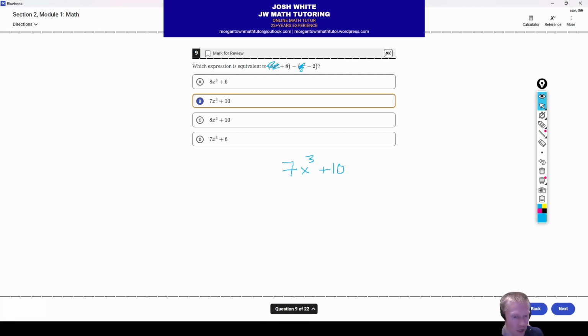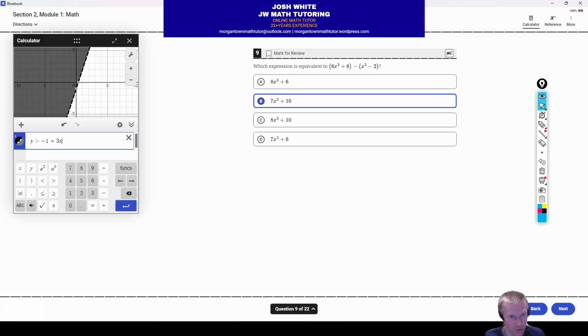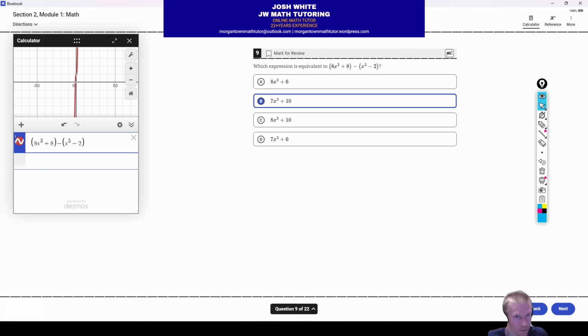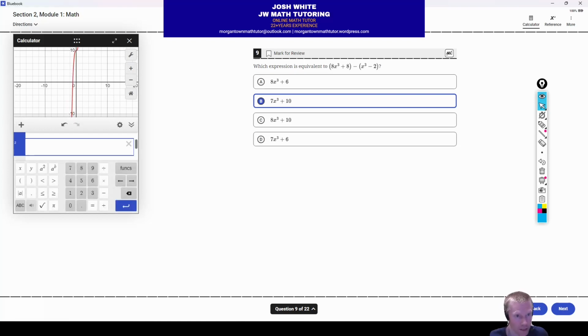Again, I will show you just real quickly. You could also do this one in Desmos as well. Basically, what you would do is you would type in the first expression. Okay, and you get some cubic graph like this. Then you go through the answer choices and you see which one matches exactly or identically, okay?